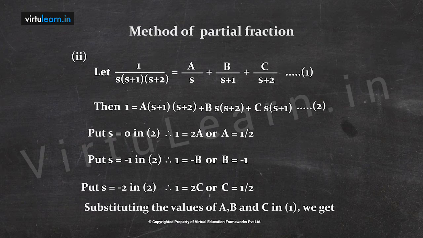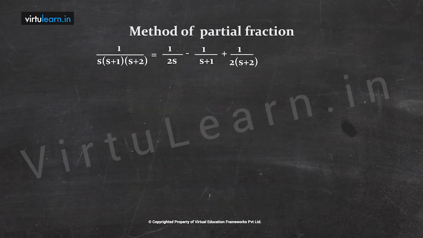Now you substitute the ABC values in that fraction. Therefore 1 by s into s plus 1, s plus 2 equals 1 by 2s, since the a value is 1 by 2, minus 1 by s plus 1, since the b value is minus 1, plus 1 by 2 into s plus 2, since the c value is 1 by 2. Now you apply the inverse Laplace transform.